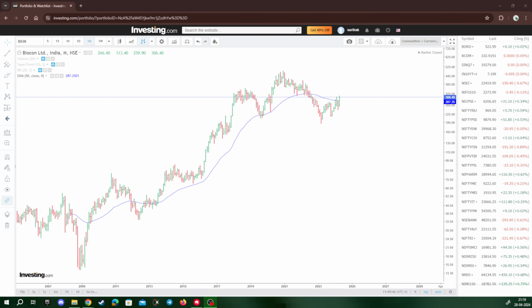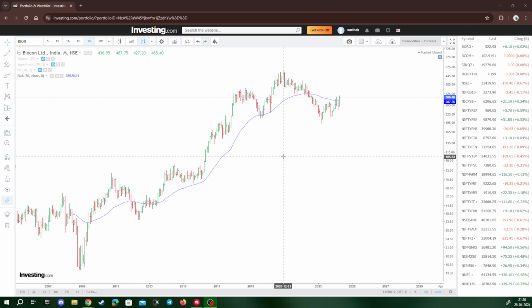Right now I have the stock name Biocon in front of my chart. Well, I think the stock is positioned extremely in favor of bulls going forward 3 months, 6 months, 10 months down the line. I think that the stock has completed a longer term correction.